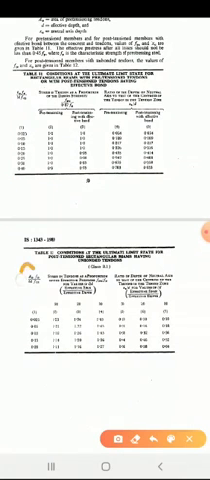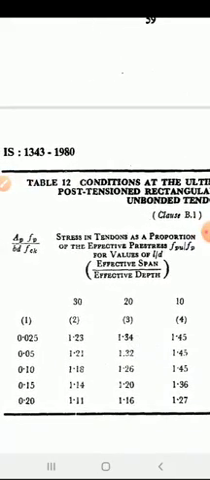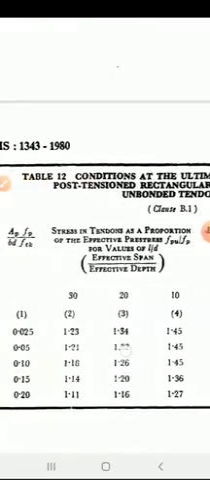Now table 12, for unbonded tendons. For unbonded tendons the ratio is the same: AP into FP divided by B into D into FCK. Here, for the unbonded tendon, we take the values for L by D, that is, effective span by effective depth ratio. First we calculate the effective span by effective depth. For example, 5 divided by 1 meter means 5 is the effective span by effective depth ratio.